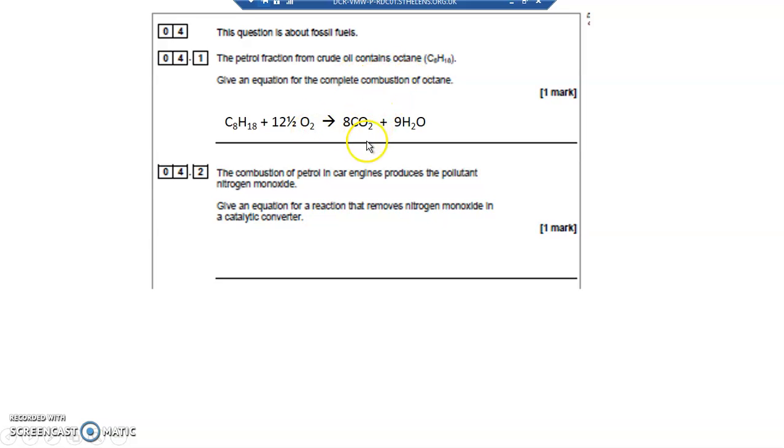Complete combustion of octane, so it makes carbon dioxide and water. Incomplete combustion would make carbon monoxide and water, or possibly even carbon and water if it was really incomplete. But it's complete combustion, so it's making CO2 and water.